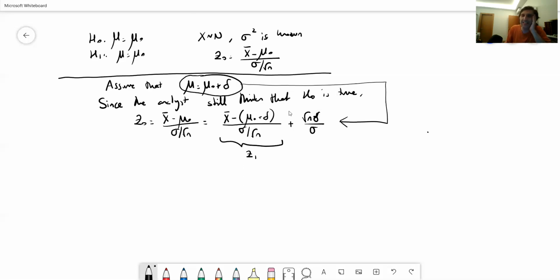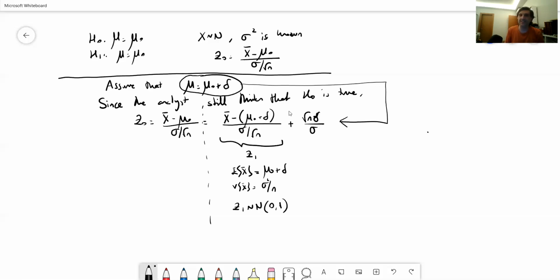Now, that guy knows that since this is the true mu value, the X bar, which is going to be sampled from this population, has an expected value equal to mu 0 plus delta. And the variance of X bar is still sigma squared over n. Therefore, this Z1 is normally distributed with 0 mean and 1 standard deviation. You do not know this part, but that other person does. So let's keep on with the analysis.